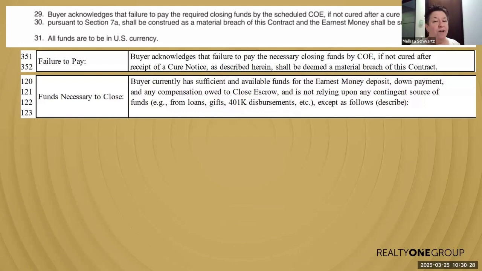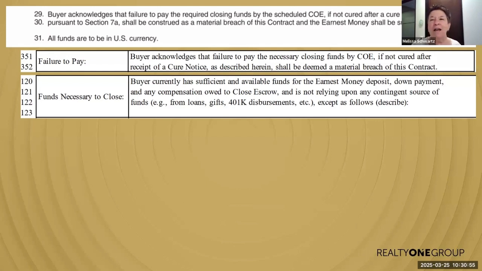They also have funds necessary to close. Buyer currently has those funds. This is earlier. You can see this is in the 100 series. They have to have those and is not relying upon a contingent source of funds. Isn't this interesting? From loans, gifts, 401k disbursements, etc., except as follows. So they require that the buyer tell that to you.